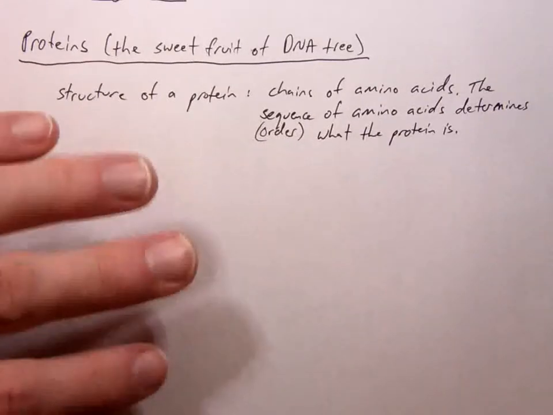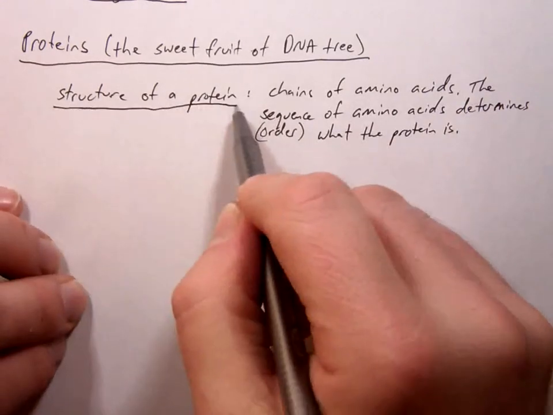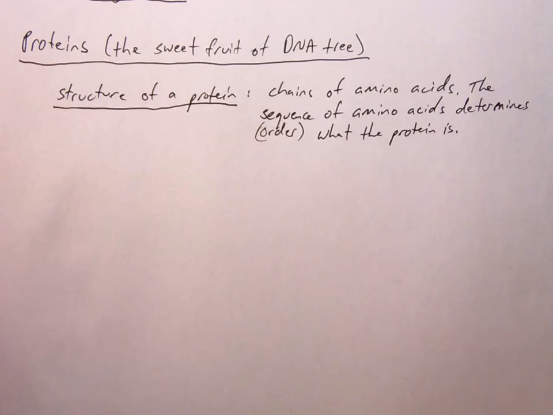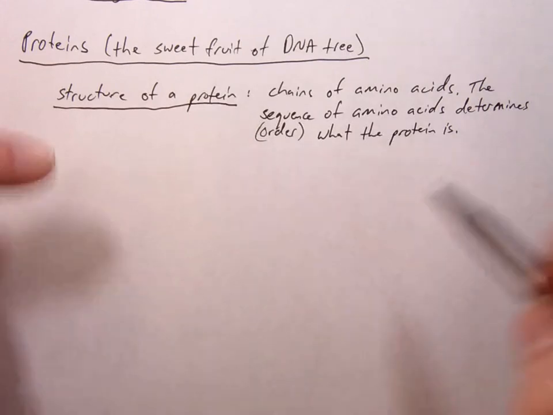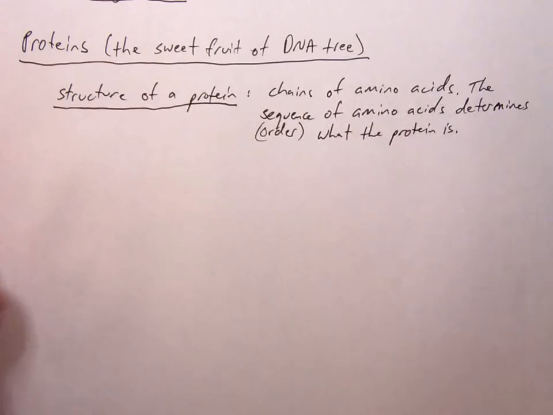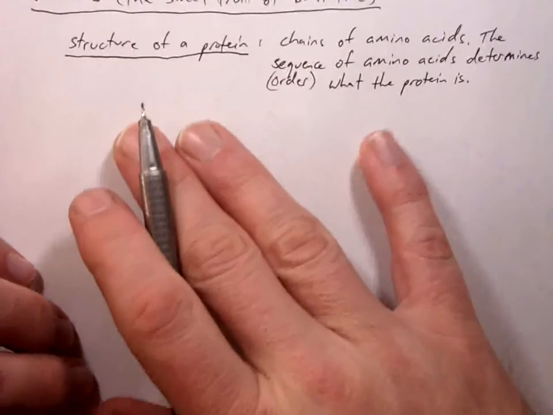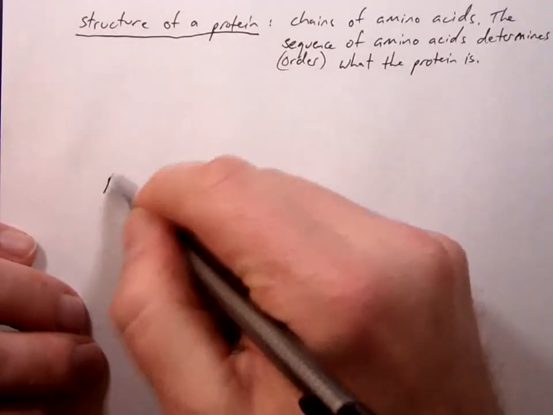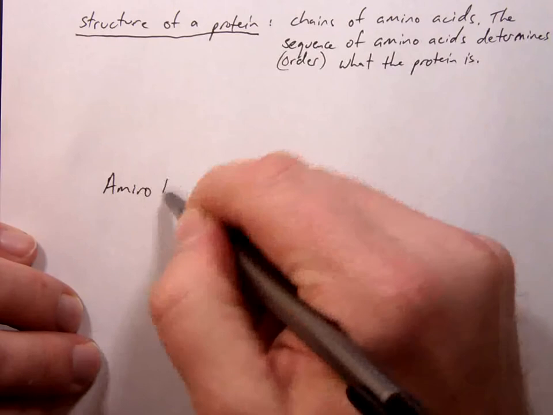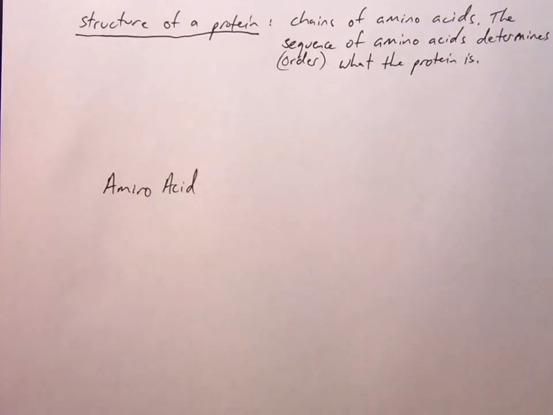That's the difference between the keratin in my fingernails and the enzyme pepsin in my stomach that's breaking down proteins from my lunch. The difference between those two is the order, or the sequence, that the amino acids go in. So let's look at an amino acid here for a second. I'm going to try to break it down. I've got some colors to use, so let me try that.